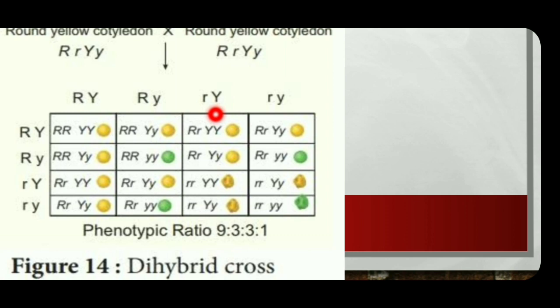This small r also can be combined with capital Y and can be combined with small y. So, he got 4 kinds of male gametes and 4 kinds of female gametes in equal proportion: capital R capital Y, capital R small y, small r capital Y, small r small y. This is the gametes of one parent.